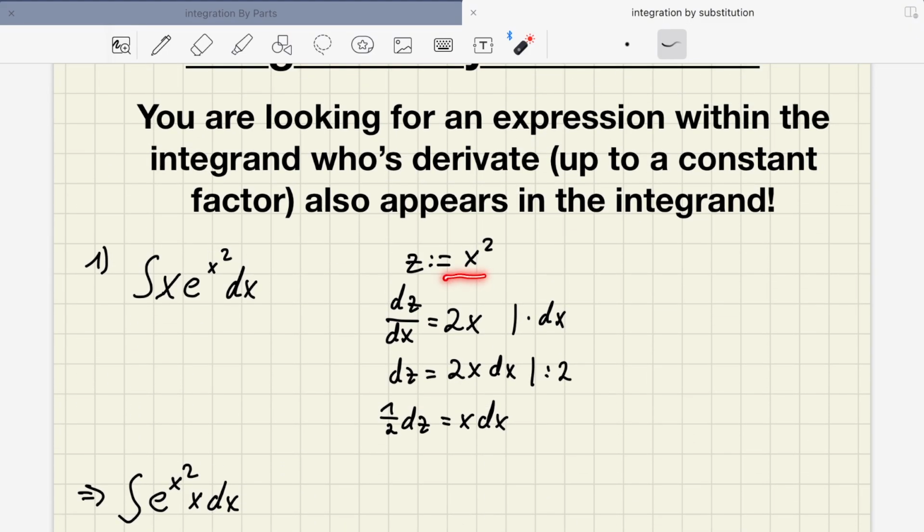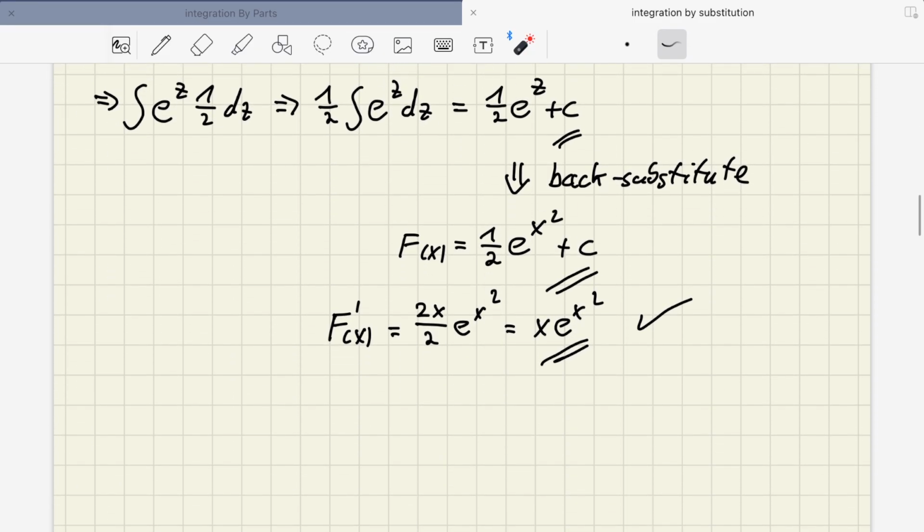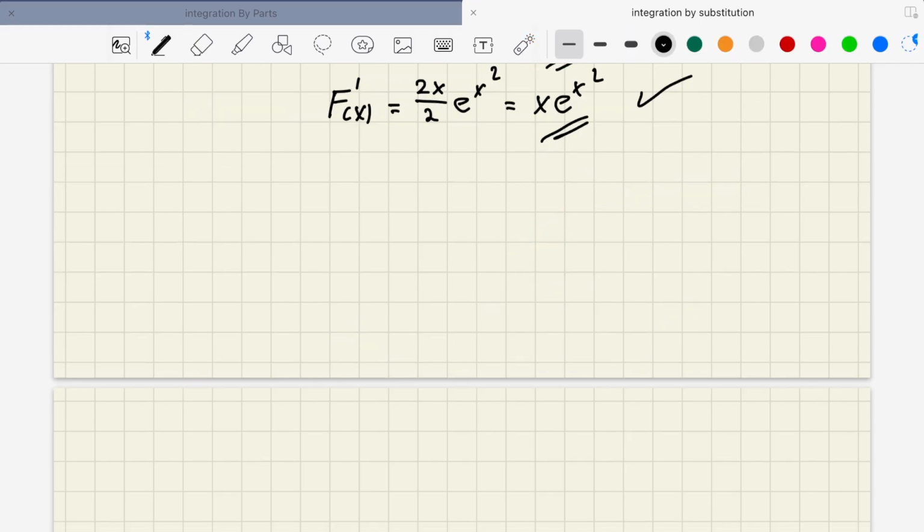Just take a look at the beginning of the task. Just at the beginning, z is x to the power of 2, and now you resubstitute z with x to the power of 2, and you are done. Next integral is sine x multiplied by cosine x dx.